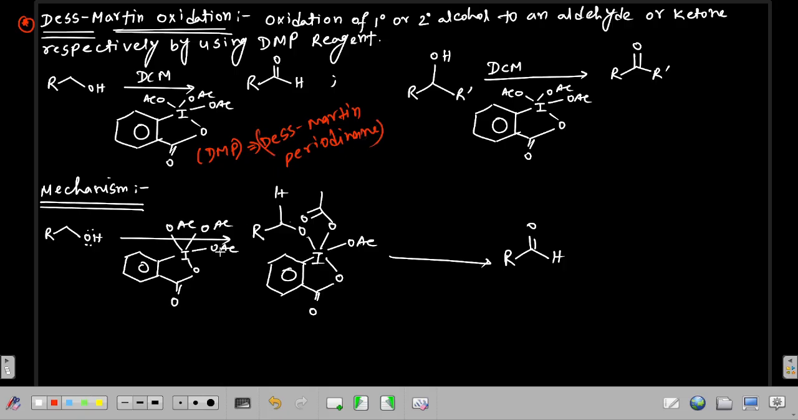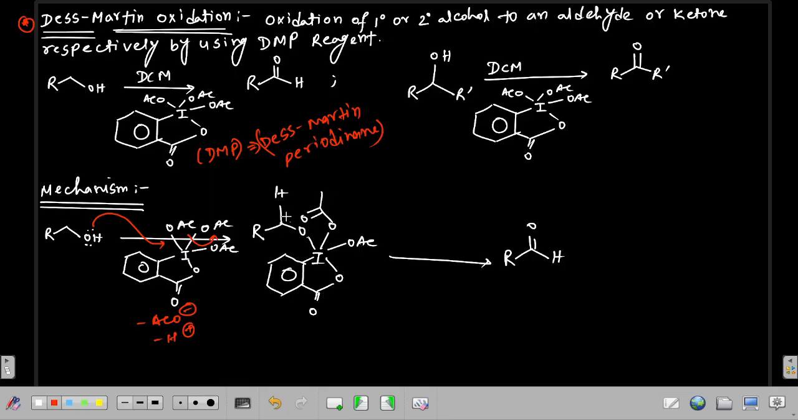Now we will see the mechanism of this reaction. This alcohol's oxygen lone pair will react on the iodine of the DMP, and it leads to the removal of the acetate ion, and it will form an H plus ion, and it will form this oxygen and iodine bond.